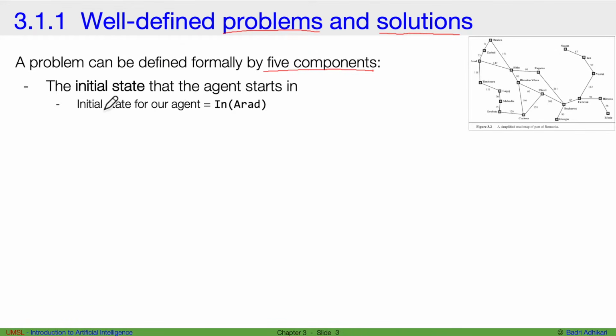The first component is to define the initial state. That is, where does the agent start solving the problem from? In our case, for the Romania problem, our initial state will be in Arad. So in Arad defines our initial state. This is where the agent will originally start.